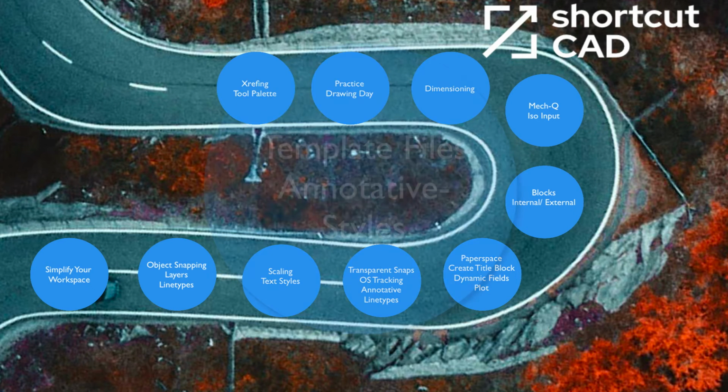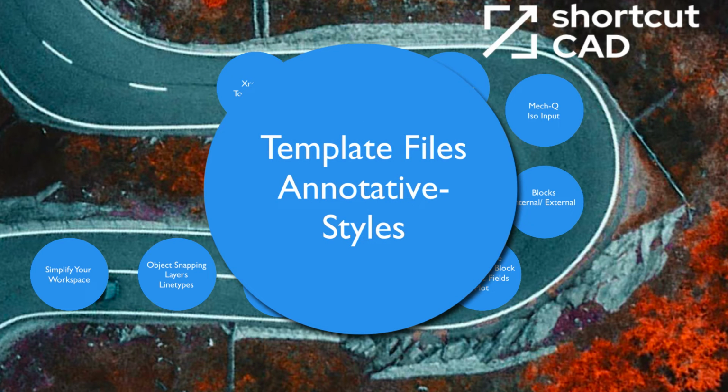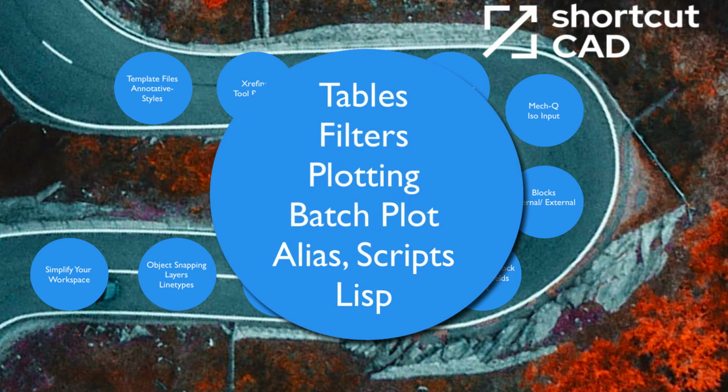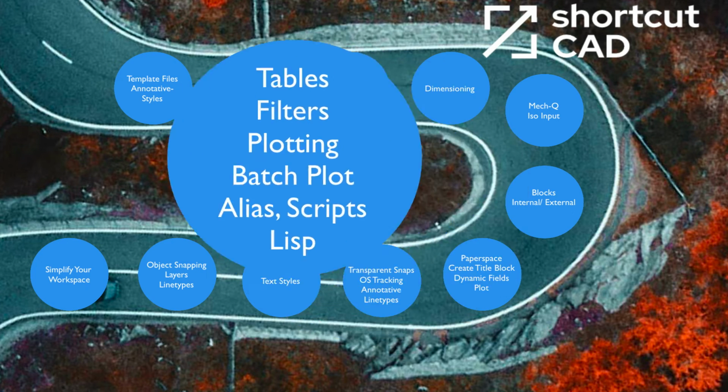In module 11, I'll explain to you the advantage of using template files or DWTs. Then later in the module, we'll talk about how to create annotative styles and how annotative styles compare to standard styles. In the final module 12, I'll first show you how to quickly create tables, and then show you how to filter by layer, by color, or by object. Additionally, we'll also get into how to plot in both model space and paperspace, how to do batch plotting, and then I'll show you how to create your own custom shortcuts and how to use scripts and load custom Lisp routines.